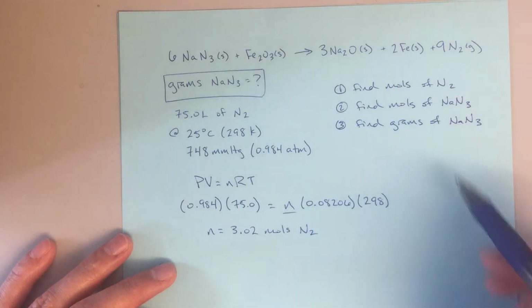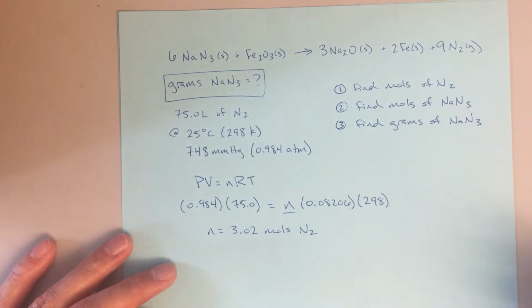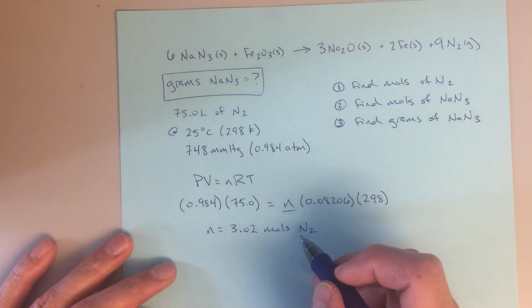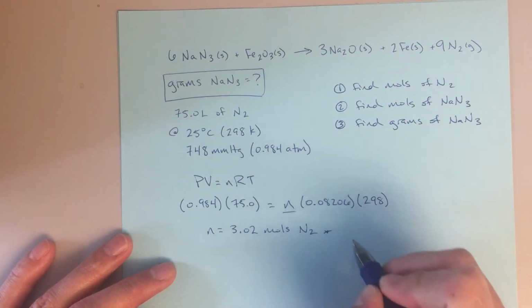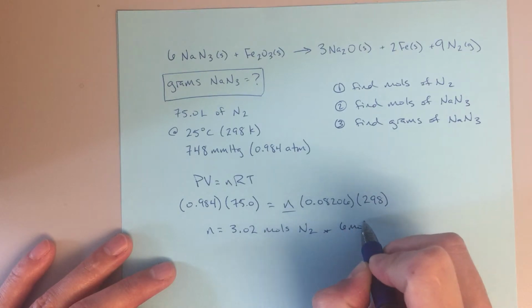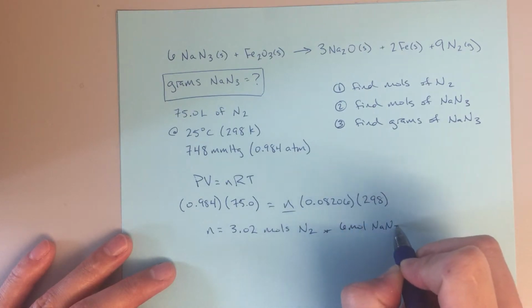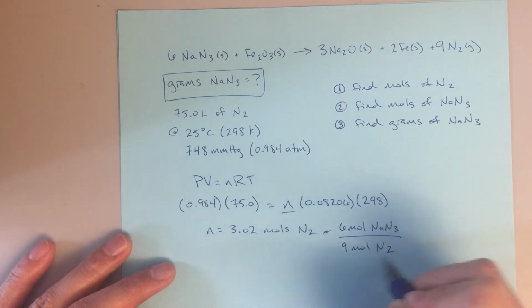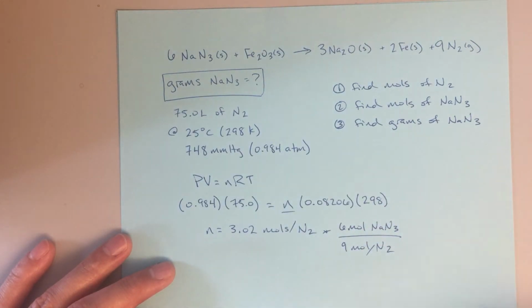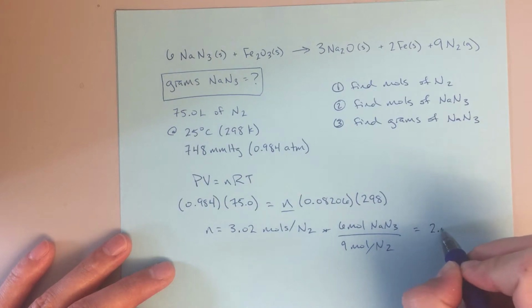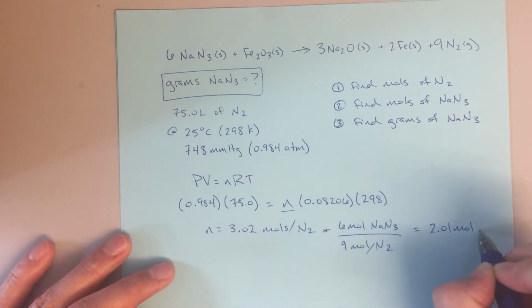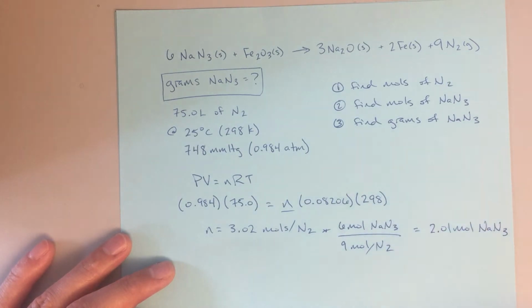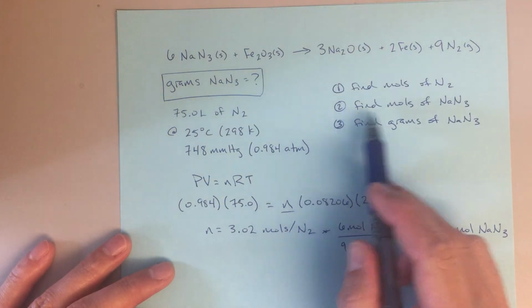Step two, I'm going to convert that moles of N2 into moles of sodium azide. So I'm just going to use the mole to mole ratio. So if I just say multiplied by 6 moles of sodium azide for every 9 moles of N2, my moles of N2 will cancel out. That will leave me with 2.01 moles of sodium azide. So that's step two in my strategy.